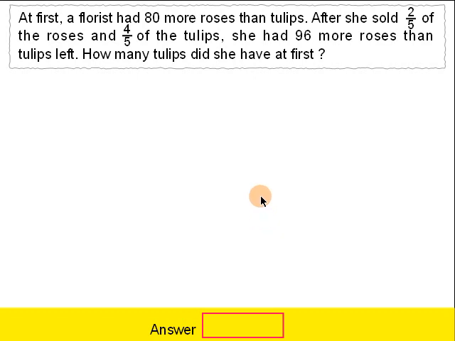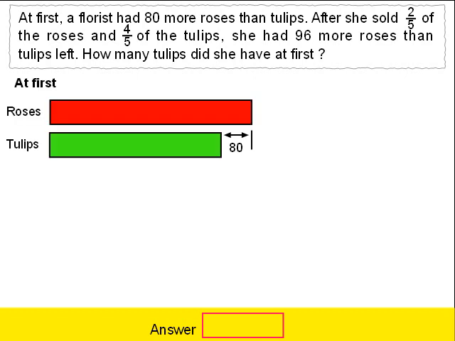At first, the florist had 80 more roses than tulips. After she sold 2/5 of the roses and 4/5 of the tulips, she had 96 more roses than tulips left. So how many tulips did she have at first? Alright. At first, the number of roses is 80 more than the number of tulips.